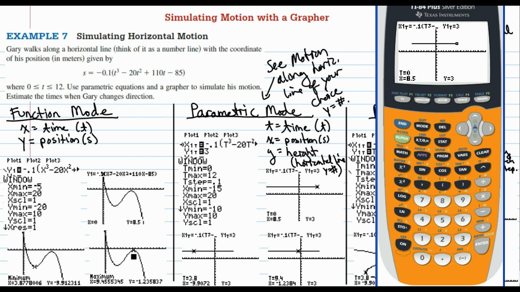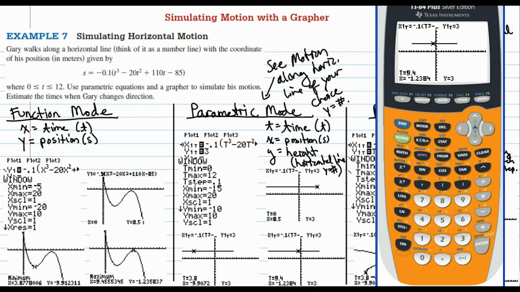Or what about the other time he changes directions? So at 9.4 seconds, the position is negative 1.23, almost 24, yep. And so that would also be reflected by our function mode.